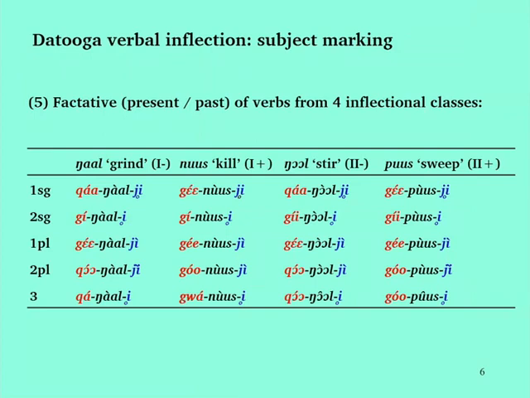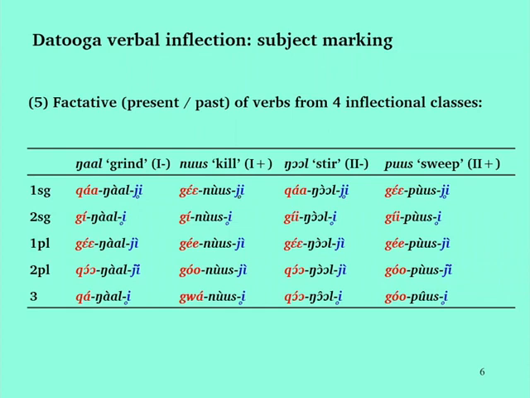The verbal inflectional system of all Datooga varieties seems to be characterized by an interaction of prefix and suffix series and various types of morphophonological and morphotonological alternation, which mark subject and object participants and express various inflectional categories such as tense, mood, and polarity. Overall, one could say verbal inflection has both agglutinative and fusional characteristics in Datooga. This might be seen in the unmarked affirmative factative paradigms of four Burediga Datooga verbs presented here in this table, that is ngal, to grind, noos, to kill, ngol, to stir, and boos, to sweep, representing the four basic inflectional classes of verbs.